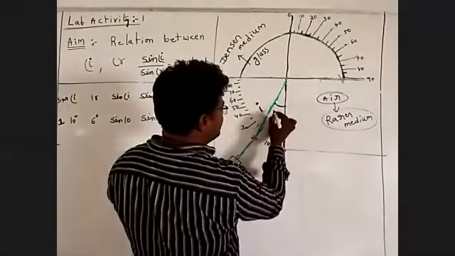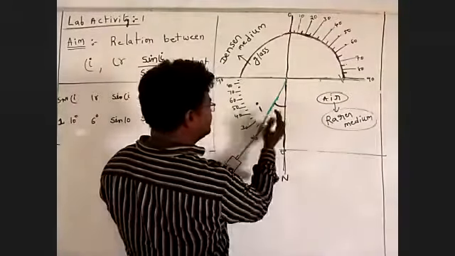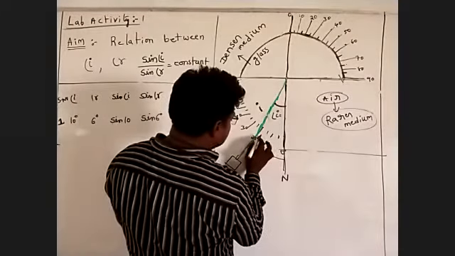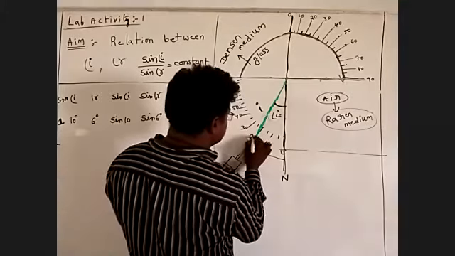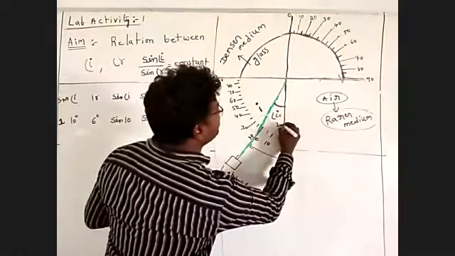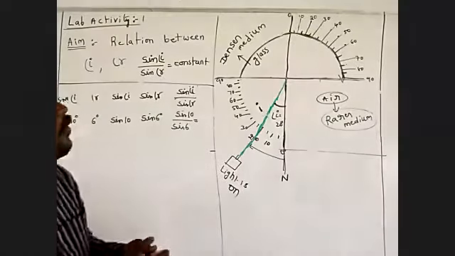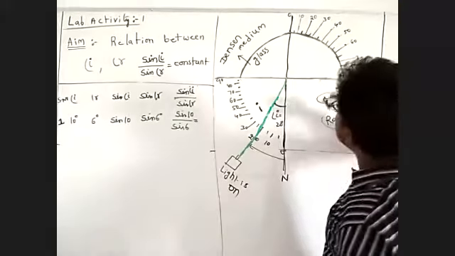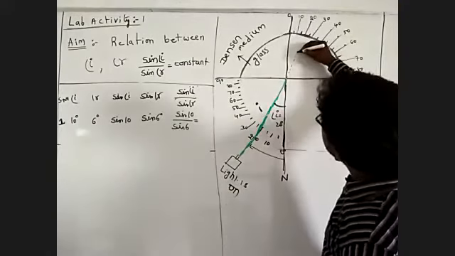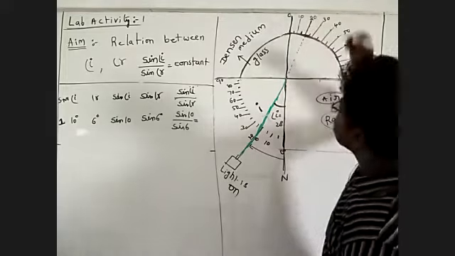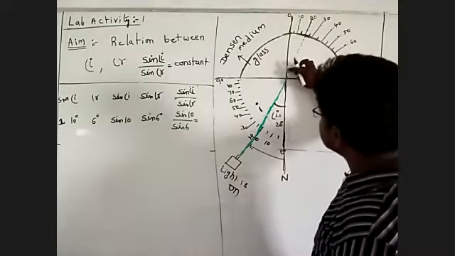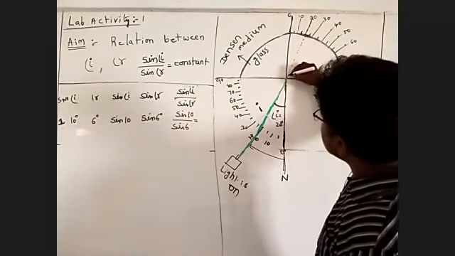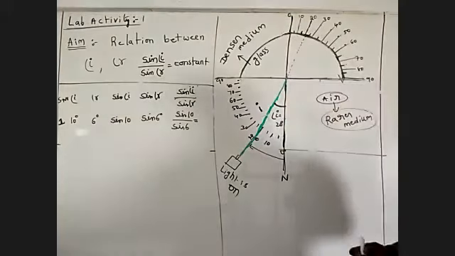The angle between the normal and this is I. We call this I. Angle between normal and I means this is the angle of I. Angle of I is equal to how much? From here to here is 20 degrees. Now the actual direction of the incident ray is this, the actual direction of the incident ray.